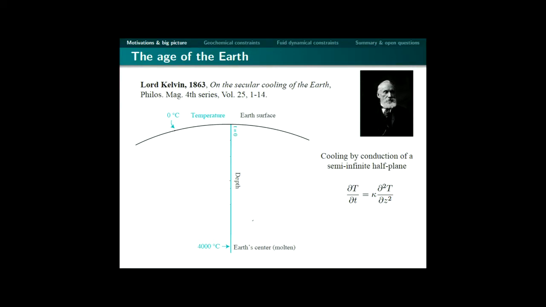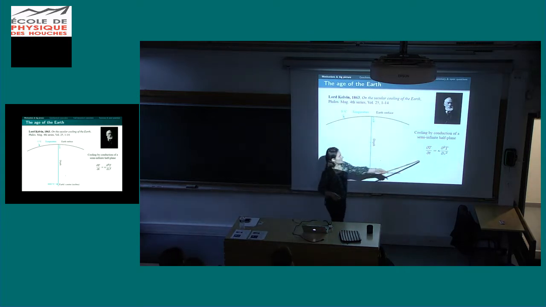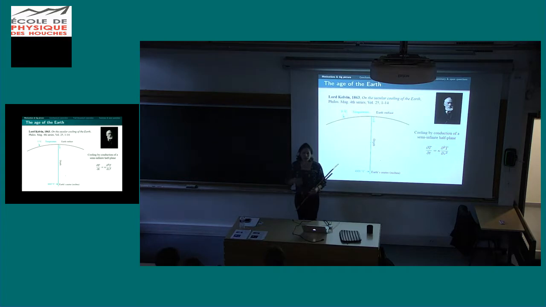The first quantitative estimate of the age of the Earth was made by Kelvin in 1863. Kelvin came a few decades after Fourier formulated the heat equation. And so Kelvin had the bright idea to apply that equation to the Earth to estimate the age of the Earth.